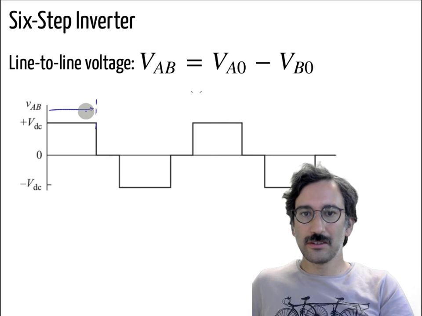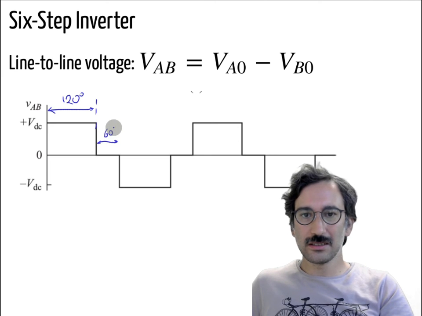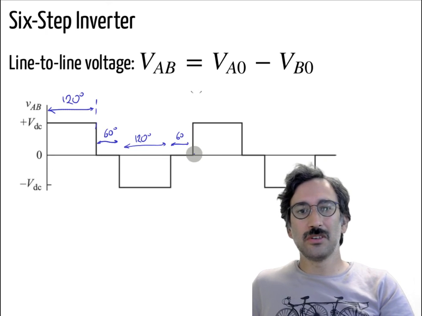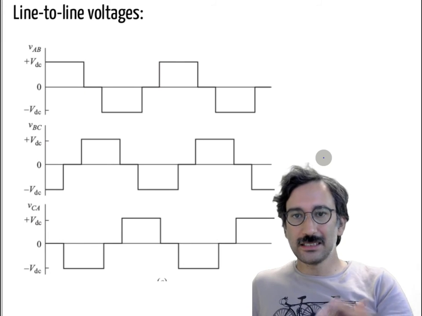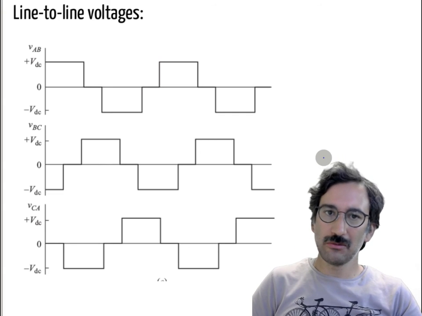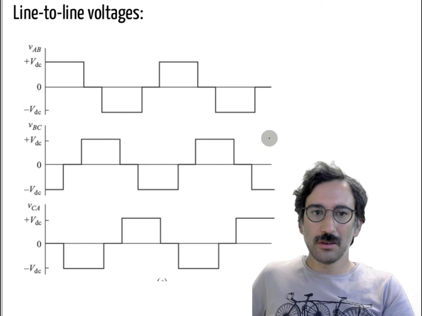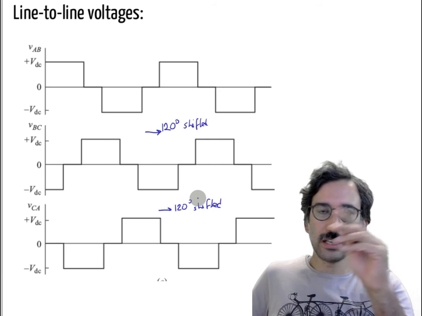120 degrees for VDC, then 60 degrees of 0, and 120 degrees of minus VDC, and then 60 degrees of 0. You have that kind of square voltage at line to line. If you draw the same line to line voltage for the different phases, it is the same waveform, but each phase is shifted 120 degrees with respect to the previous one, and that one is shifted another 120 degrees. So it is like a three-phase voltage.